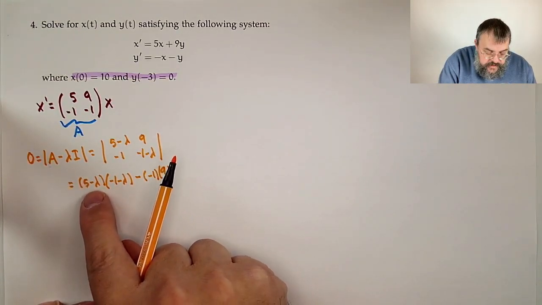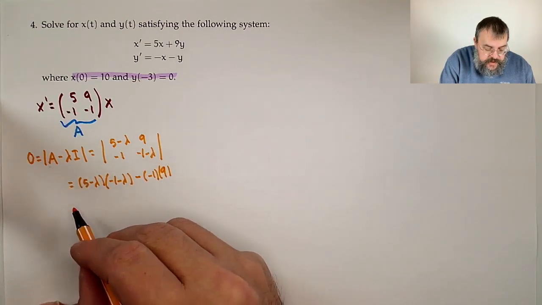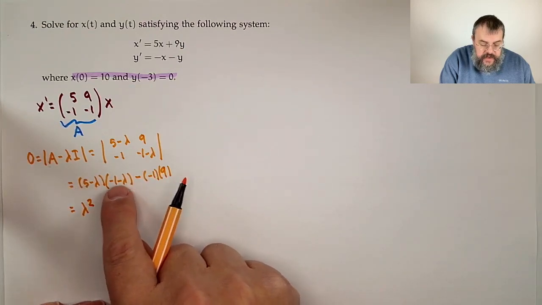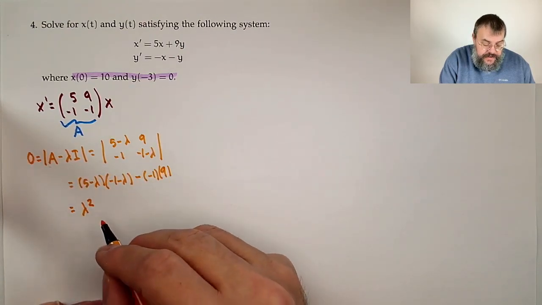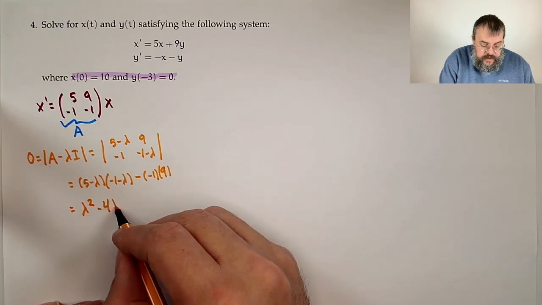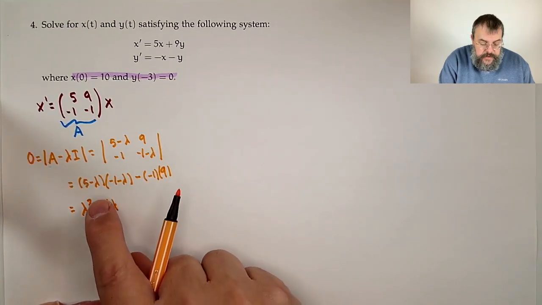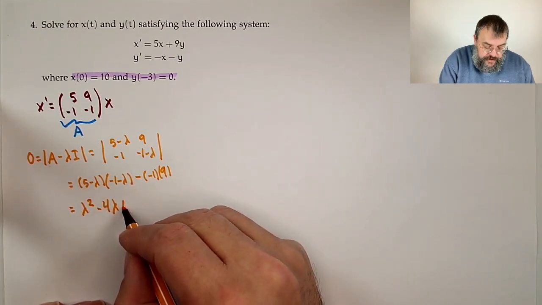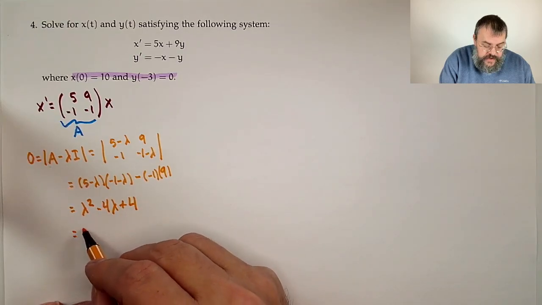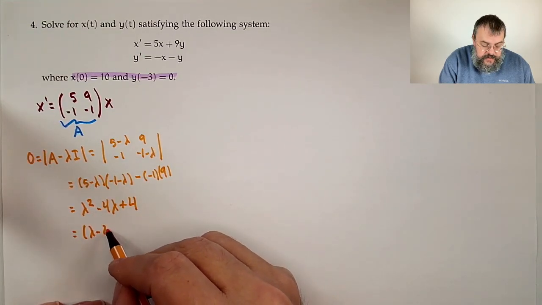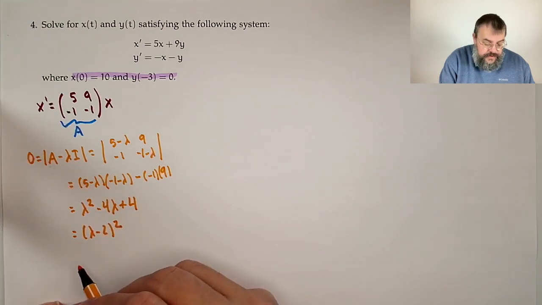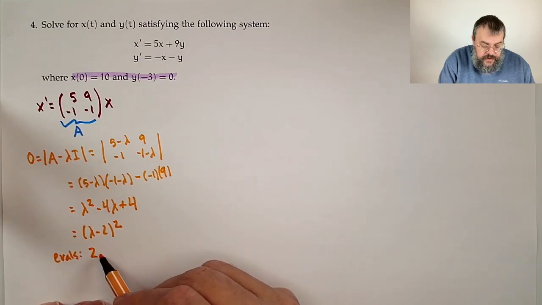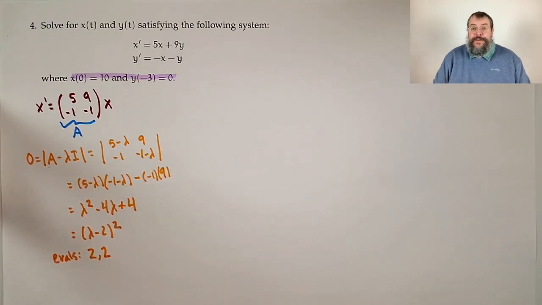Multiply out. Minus lambda times minus lambda is lambda squared. Then you have minus 5 lambda plus lambda makes minus 4 lambda. Then we have minus 5 plus 9, which is plus 4, so this is lambda minus 2 squared. So our eigenvalues are 2 and 2, which means we have repeated eigenvalues.